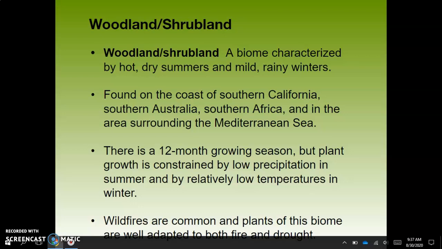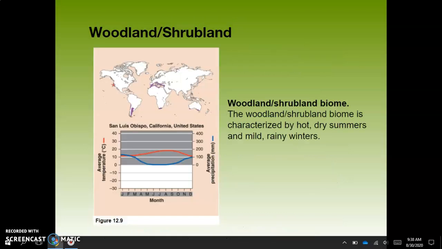Wildfires are common, and plants of this biome are well adapted to both fire and drought. The reason that wildfires are common here is because since there's a 12-month growing season, there's a lot of vegetation growth, and so it just winds up being a lot of underbrush. So if something catches fire, there's just a lot of material to actually allow for that kindling to catch and then lead to wildfires. Okay, so this is the woodland or the shrubland biome.